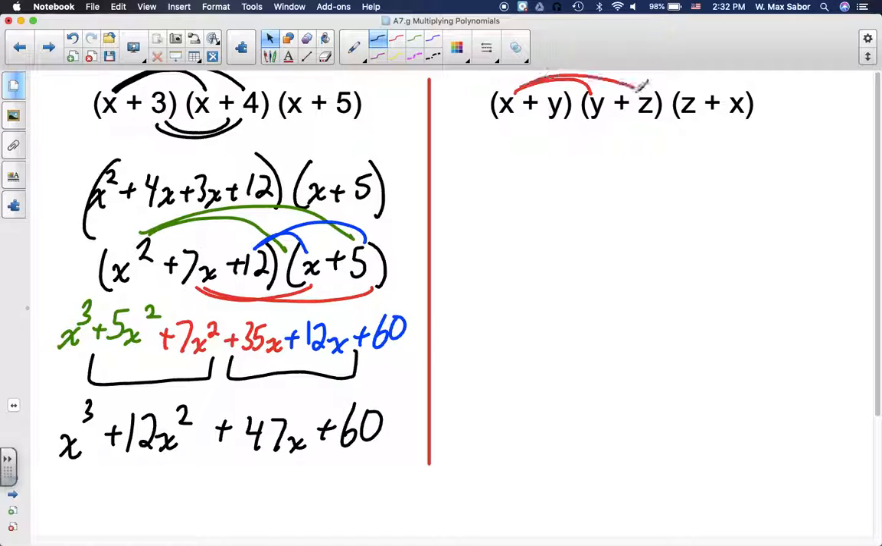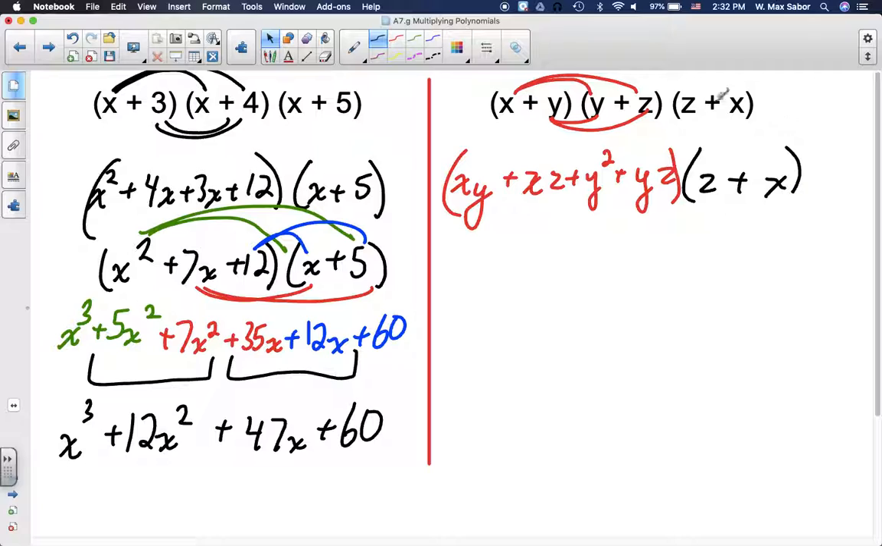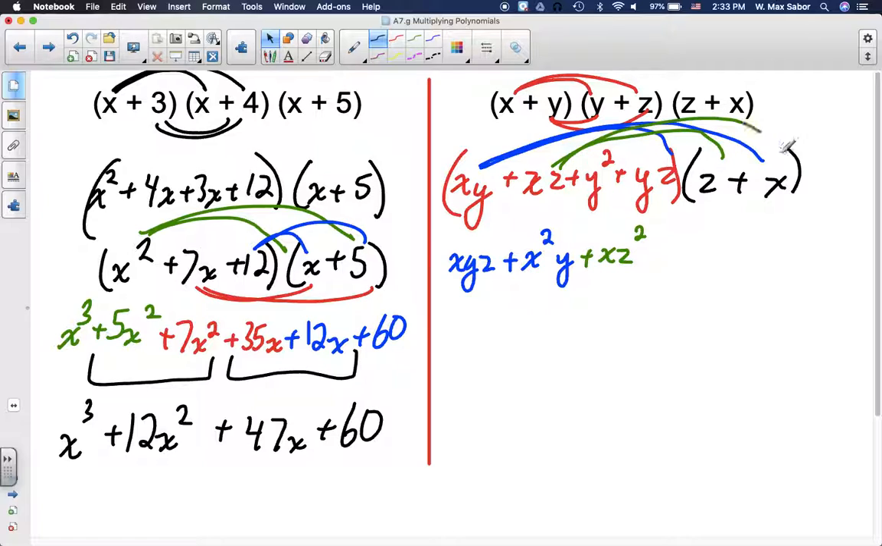It still works if we have variables. So x times y is xy, x times z is xz, y times y is y squared, and y times z is yz. So that's going to now be multiplied into the z plus x that we haven't used yet. So each of these gets multiplied in to the second set. So xy times z is xyz. Then xy times x is x squared y. Now we have xz times z is xz squared. Xz times x is x squared z.